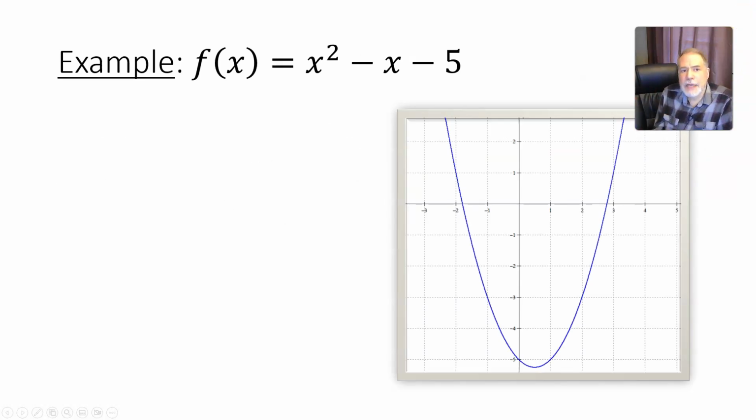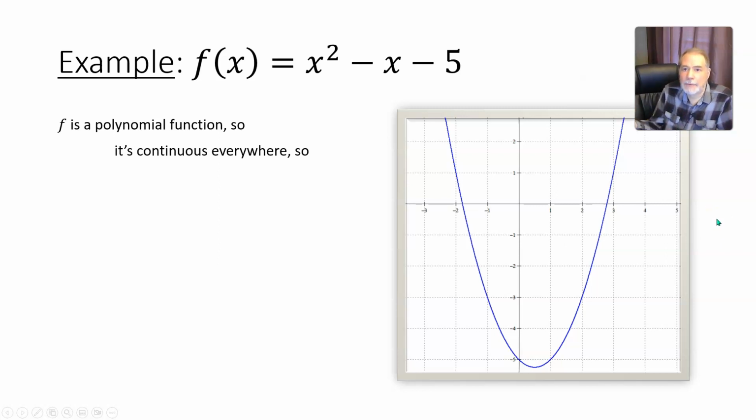Take the function f of x equals x squared minus x minus 5. This is a polynomial function, so we know it's continuous everywhere. I can pick any interval I want, and it's going to be continuous on that interval. So the particular interval I want to look at is the closed interval from 2 to 3. It's continuous everywhere, so it's continuous on that particular interval. So here, the interval from a to b in this particular example would be the interval from 2 to 3.